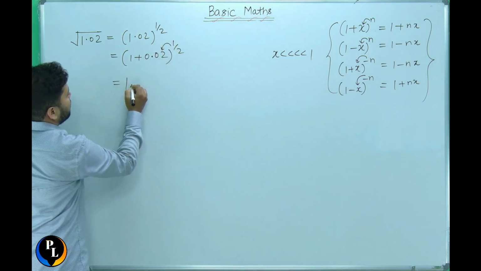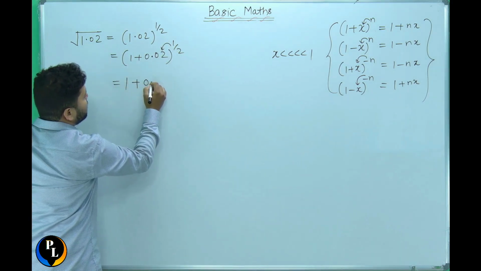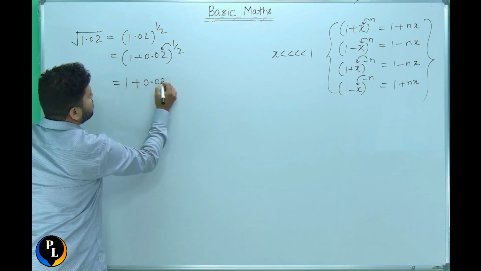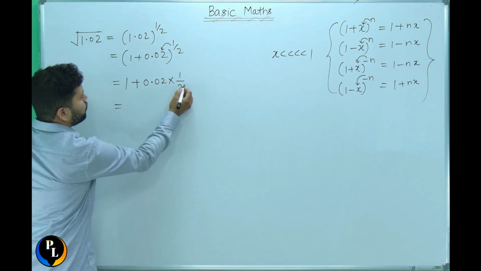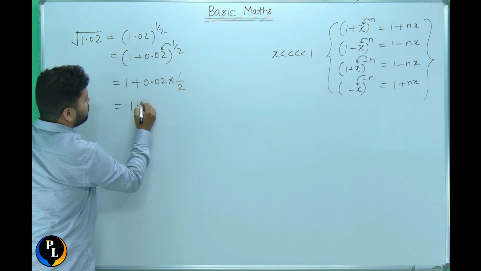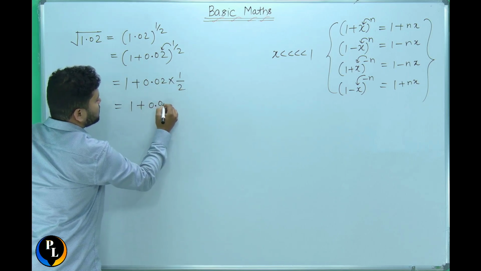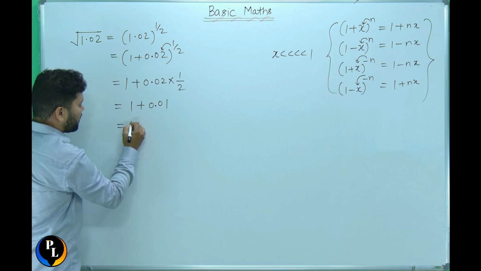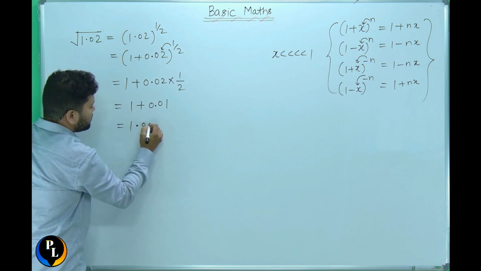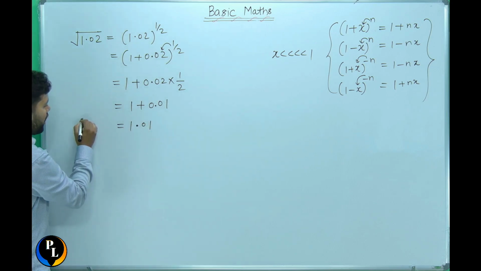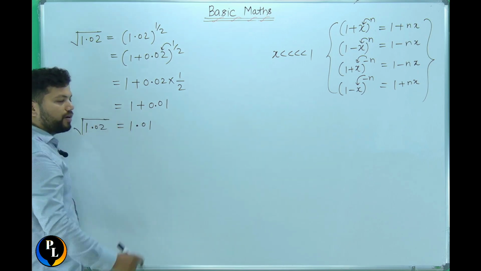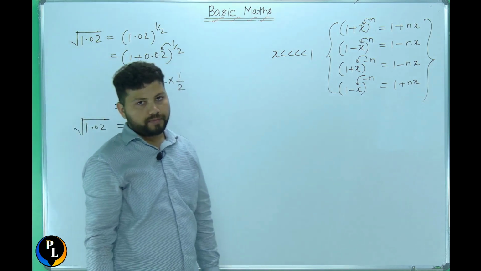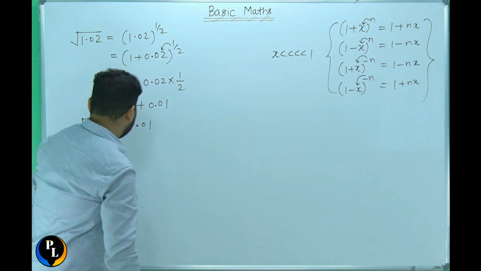So finally 1 plus 0.02 into 1 by 2. Now the 2 cancels. Finally 1 plus 0.01. Finally our answer is 1.01. So the square root of 1.02 is nothing but 1.01. Let's discuss one more question.